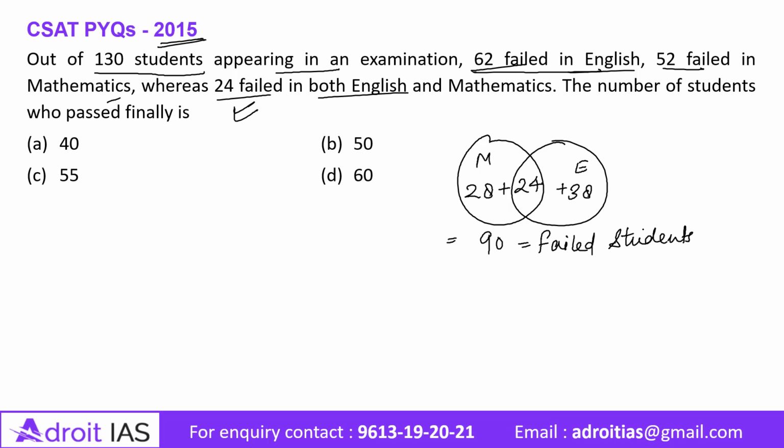right? So passed students is what? Total minus 90. So total is 130. 130 minus 90 is 40, right? So total 40 students have passed. It's a very simple question, everyone, right? Very, very simple. Okay, now let's talk about the next one.